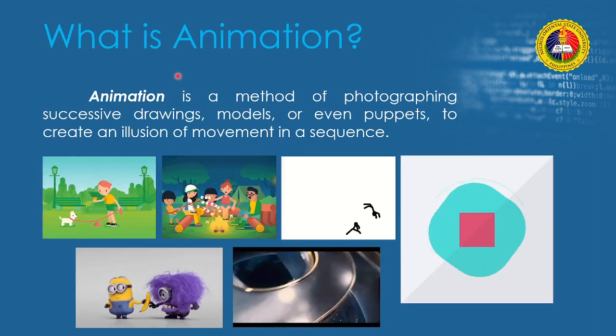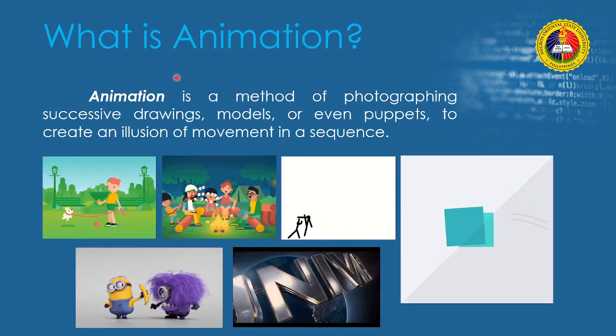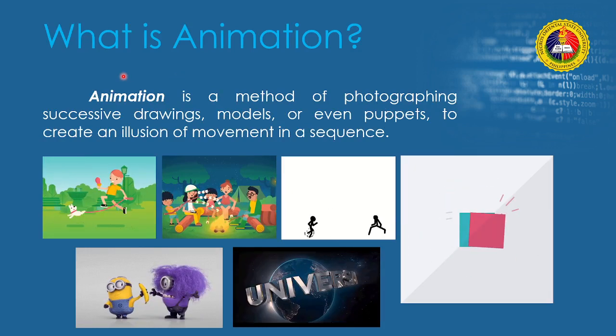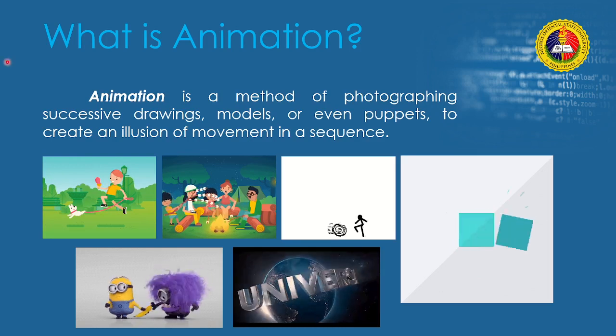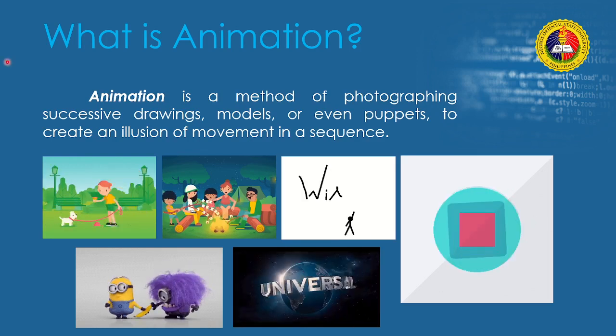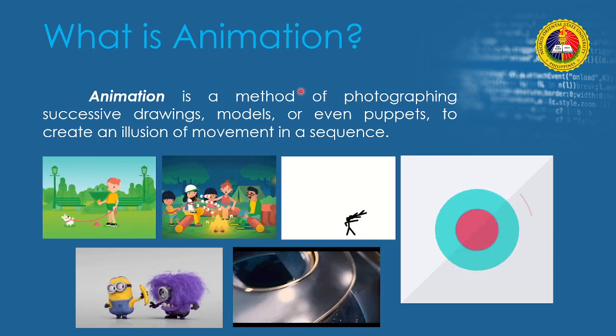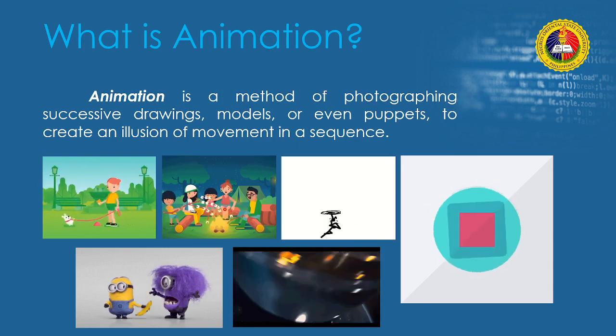So, next we'll talk about what exactly is animation. Animation is a method of photographing successive drawings, models, or even puppets to create an illusion of movement in a sequence. So, as the term suggests, photographing, what do you mean by photograph?